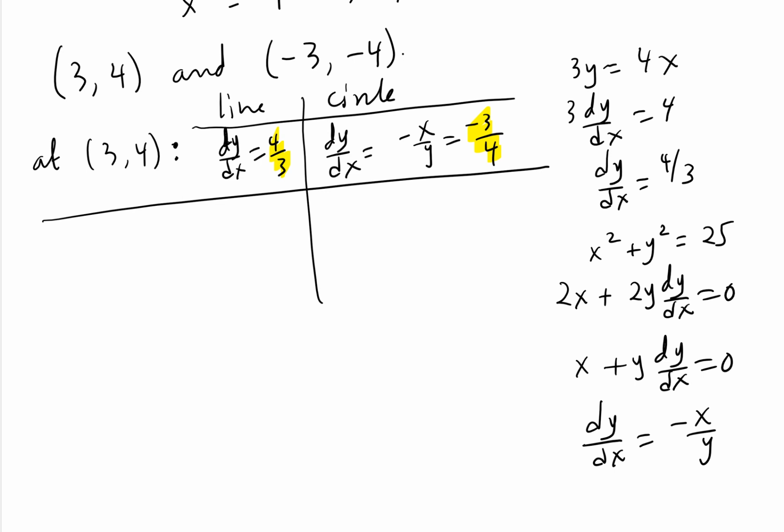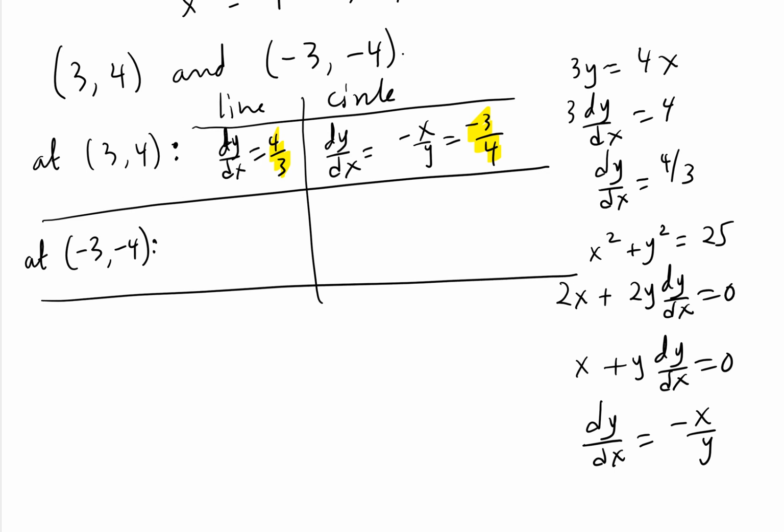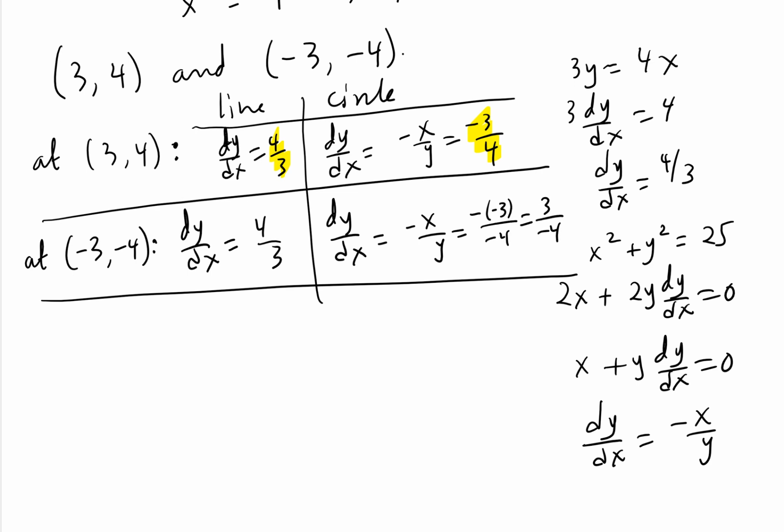I'll give you some time, or you can try to work it out the same way at (-3, -4) and get dy/dx for both of them. We may continue now. So dy/dx is going to be the same for the line regardless, and for the circle, it's again negative x over y. So it's -3 over -4, which is 3 over -4. So they are also perpendicular.